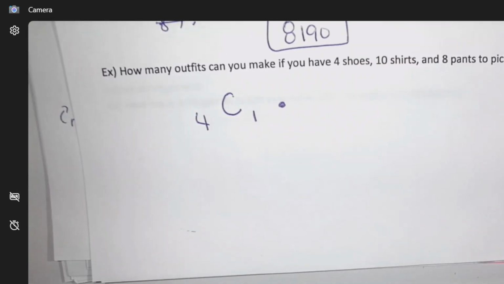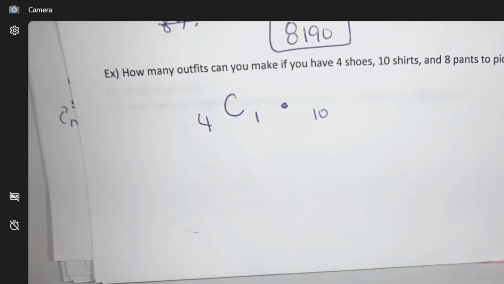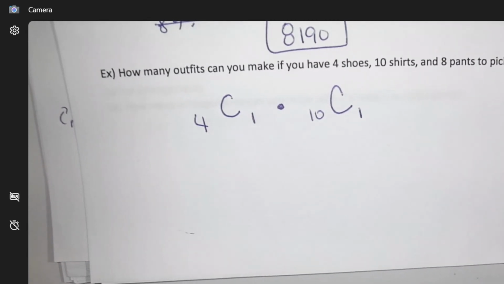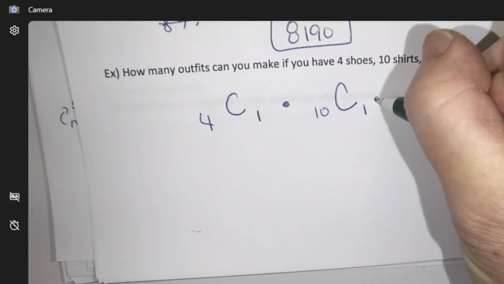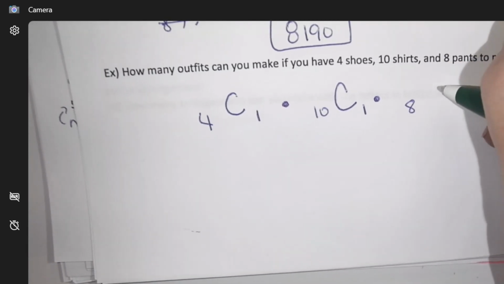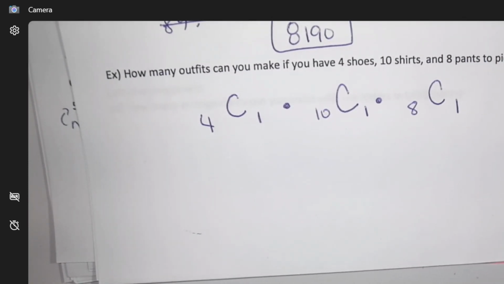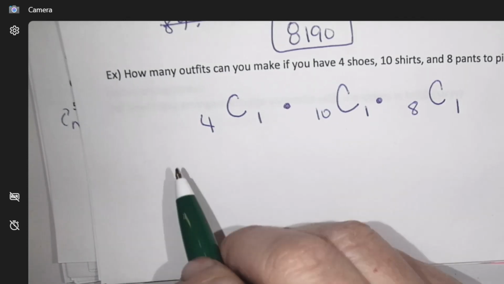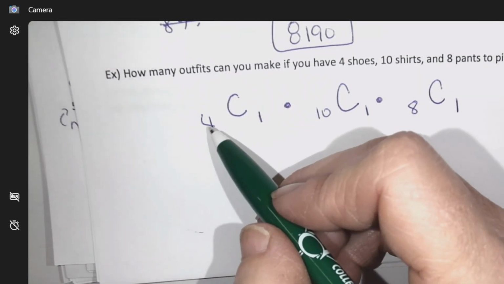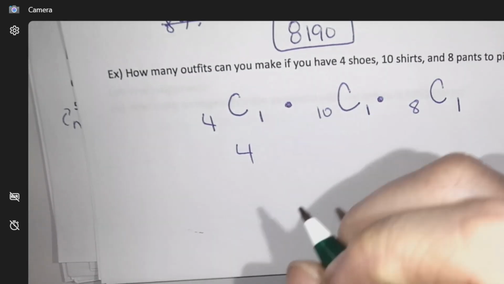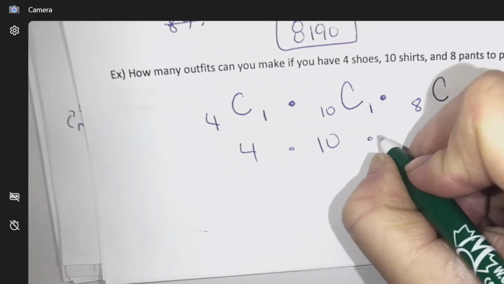And I have 10 shirts, and I need to choose one of them. And then I have 8 pants, and I'm going to have to choose one of them. Okay, now, if you wanted to, you could try this 4 choose 1 in your calculator, but I'm going to tell you it's just the number 4. 10 and 8.